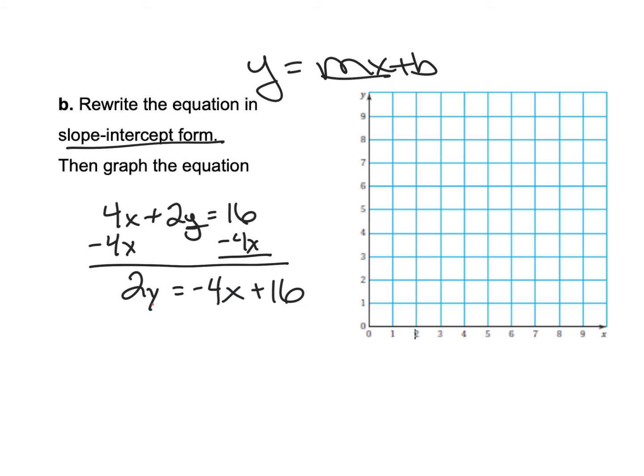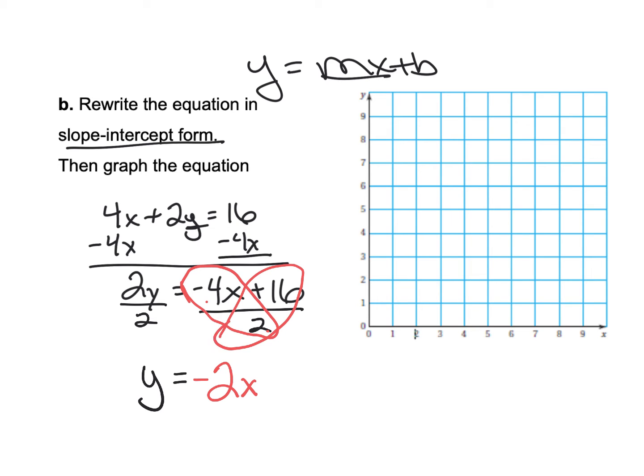I still need to get y by itself, so I'm going to divide by 2. So now I have y equals, which is what we want, but now we've got to simplify. Well, you don't have to, but it's going to make it a lot easier if we do. So what is a negative 4 divided by 2? That gives us a negative 2x. And then we're going to go the other way. What's 16 divided by 2? That's going to be a positive 8. And here is our equation.